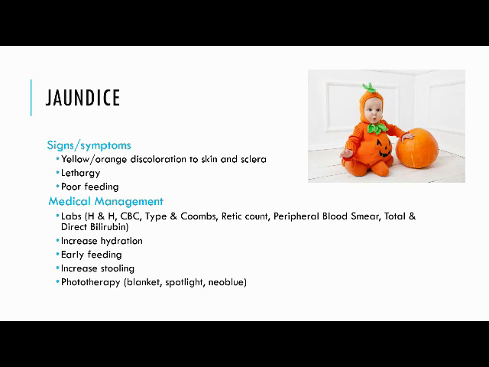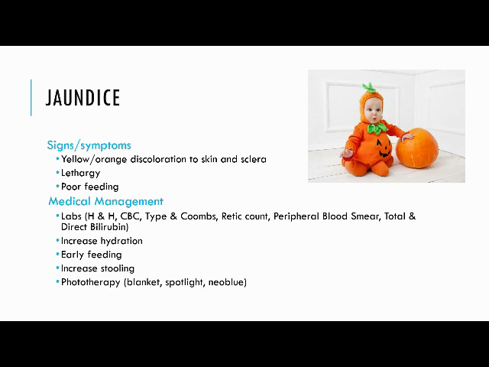And then they can be poor eaters. These kids need to eat because they need to poop and they need to pee and they need to get their gut going, but they usually are poor eaters. And then this is some medical management for an infant that's found to be jaundiced, kind of a general list. We'll talk more about the labs as we talk about pathologic hyperbilirubinemia conditions.